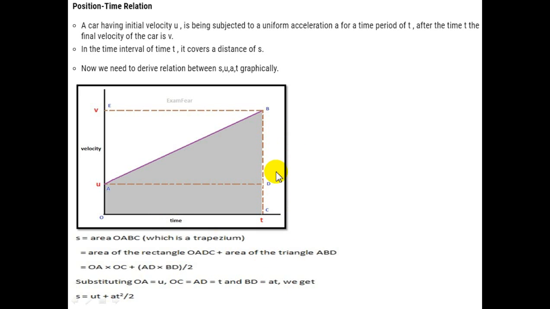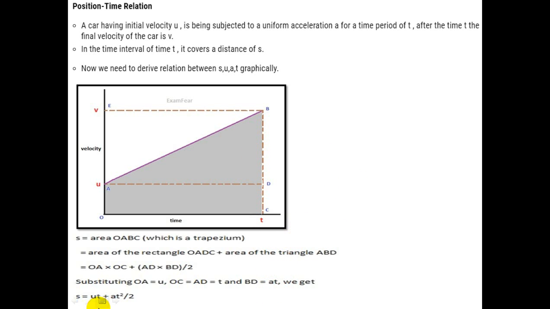BD is acceleration into time, and acceleration into time means velocity. So this is the final velocity. BC minus CD will be the final velocity, that is AT. Okay, A is equal to V by T, so V is equal to AT, right?